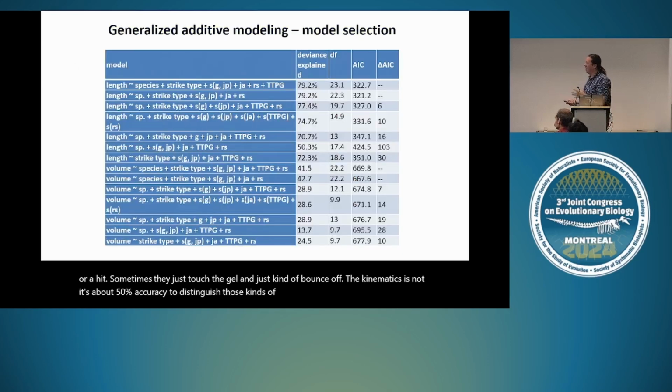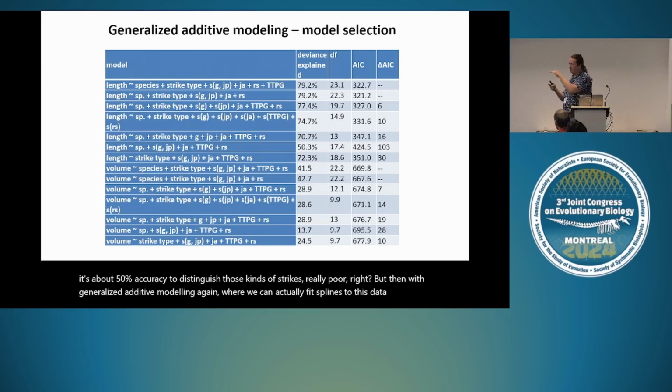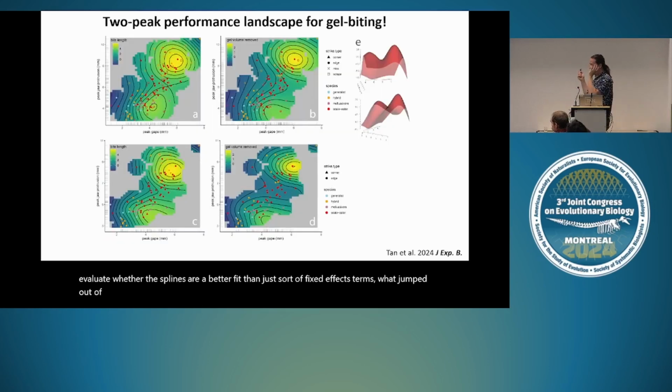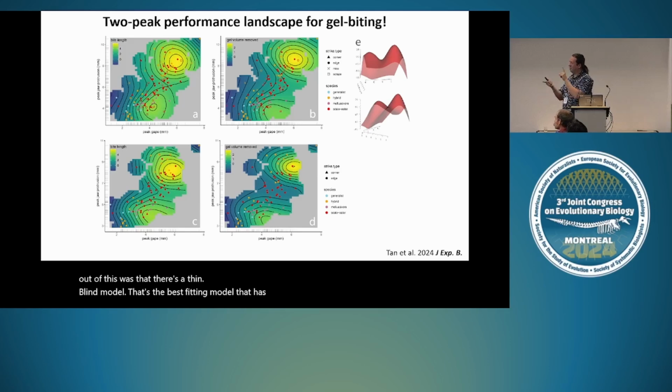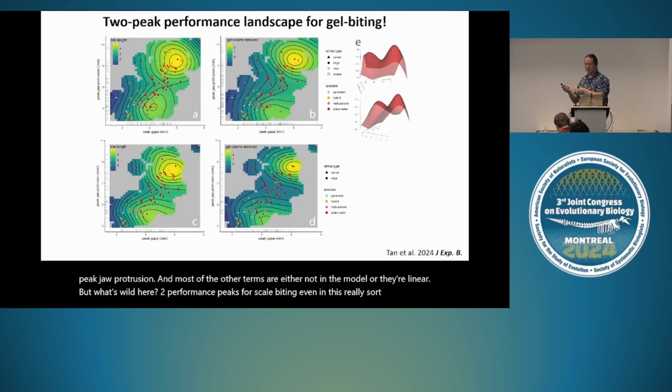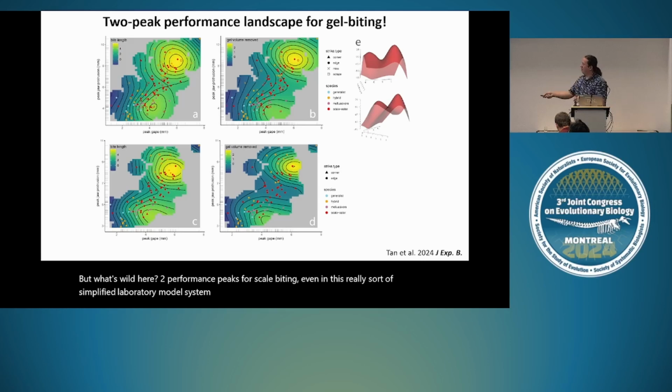Really poor, right? But then with generalized additive modeling again, where we can fit splines to this data and evaluate whether the splines are a better fit than fixed effects terms, what jumped out was that a thin plate spline model is the best-fitting model, with an interaction between peak gape and peak jaw protrusion. Most of the other terms are either not in the model or they're linear. But what's wild here: two performance peaks for scale biting, even in this really simplified laboratory model system, right? And you can see this is kind of robust across. This is the bite length.